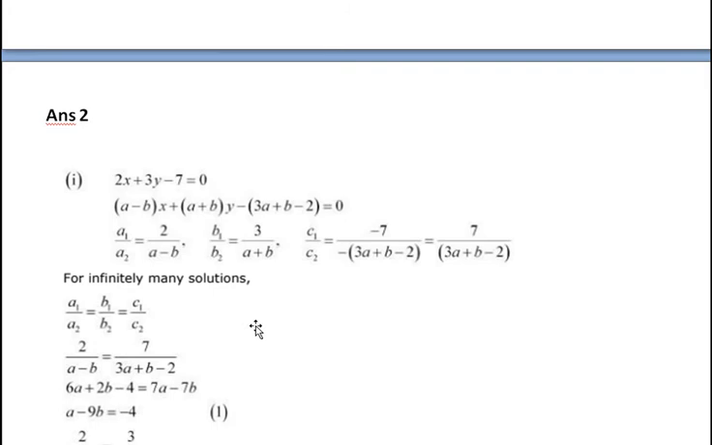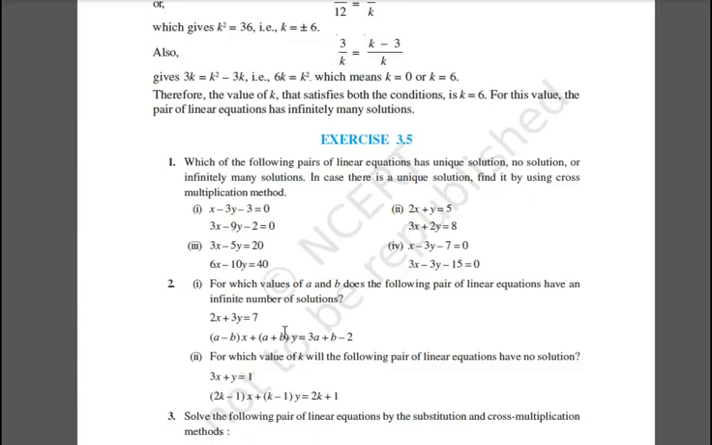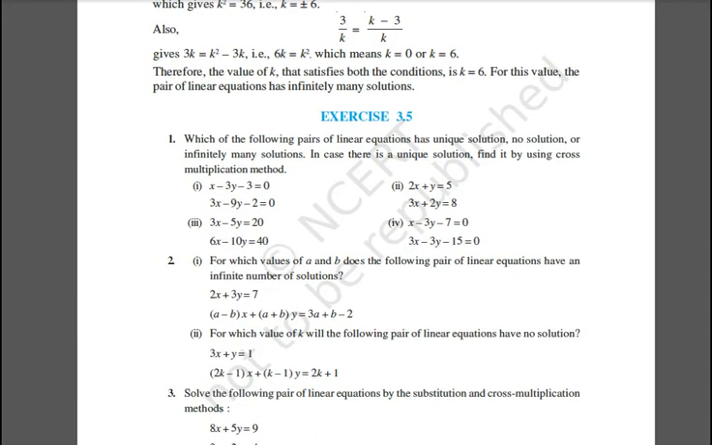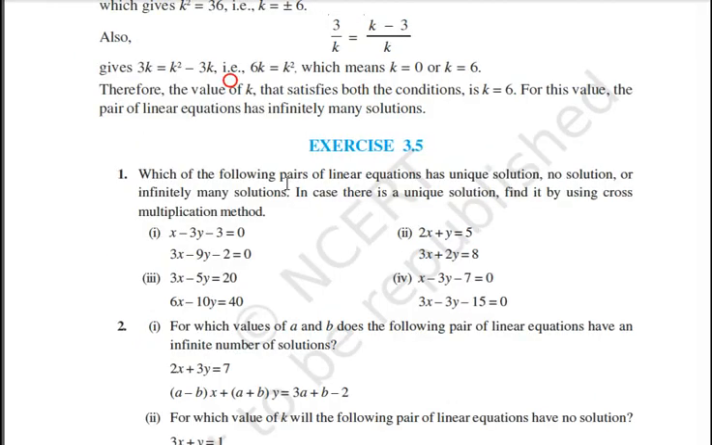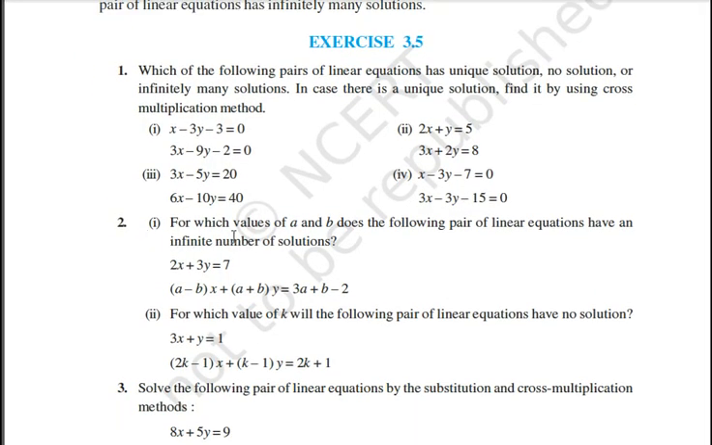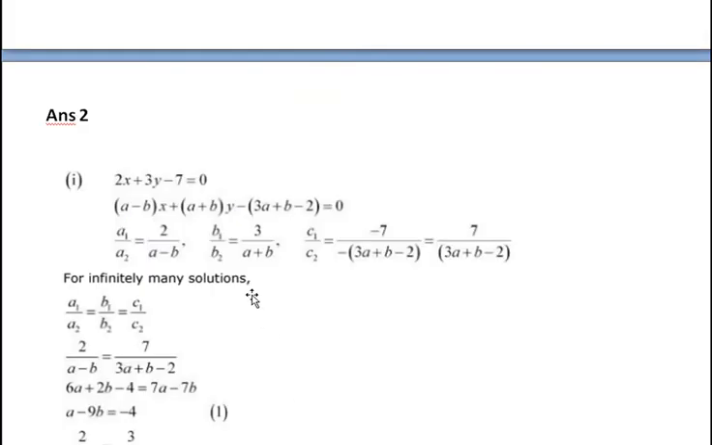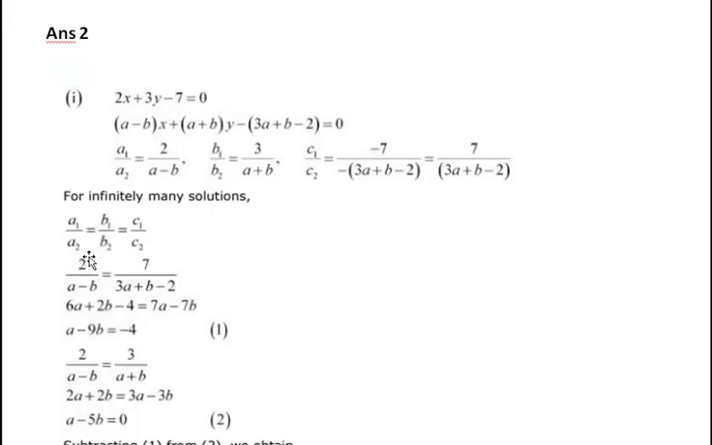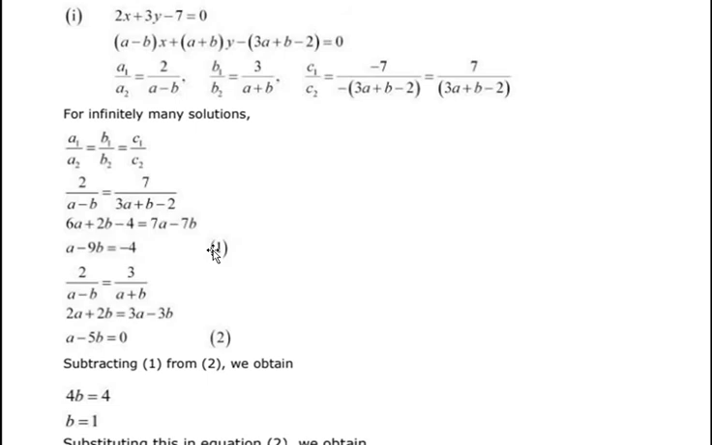Next, question 2. The question is, for which values of a and b does the following pair of linear equations have an infinite number of solutions? Now for infinite number of solutions, what is the case? a1 by a2 equals to b1 by b2 equals to c1 by c2. This is the case. Now simply put the values.